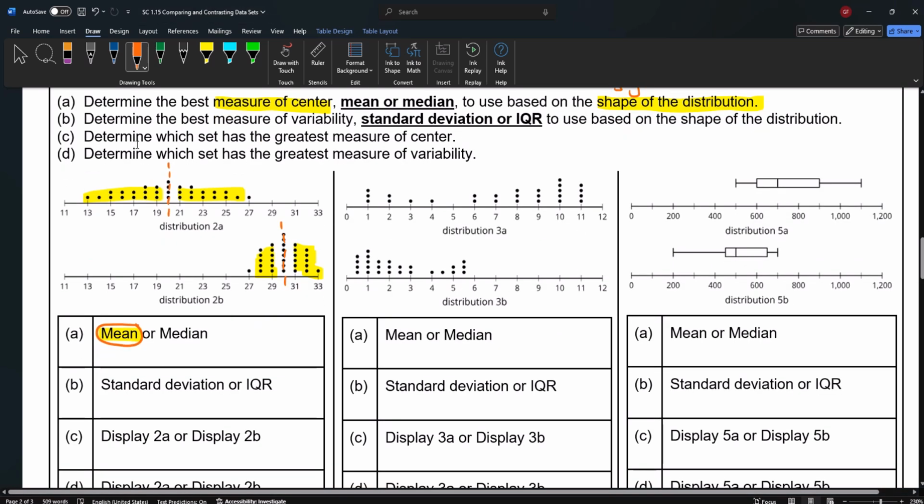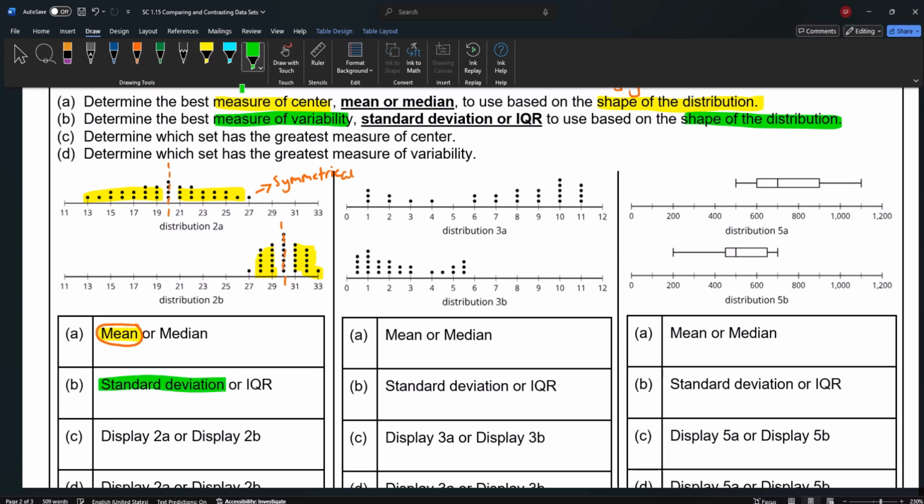Now let's look at question B. Determine the best measure of variability, standard deviation or the IQR, otherwise known as the interquartile range, to use based on the shape of the distribution. Since both of these data sets are symmetrical, and we are using the mean for the measure of center, that means that we're also going to be using the standard deviation in order to measure the variability. So in this case, we're going to look for standard deviation.